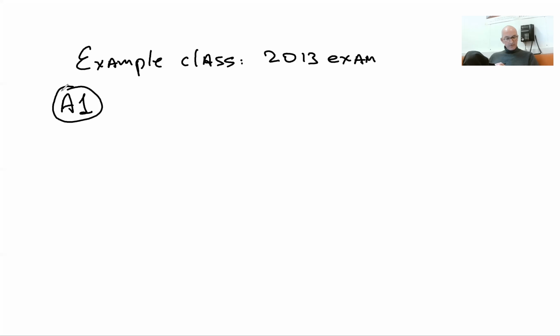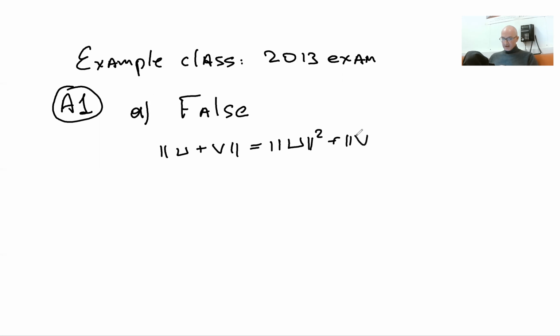Yes, this is a more or less true-false statement. Part A is false. It's enough to provide a counterexample. Okay, let me remind you that the assertion is this: the squared length of u plus v is u squared plus v squared plus 2u dot v.